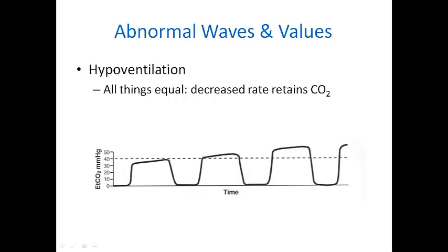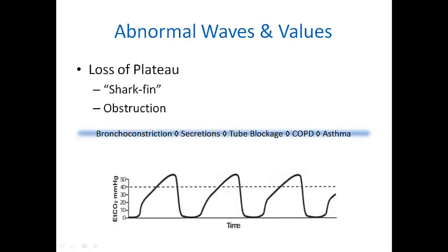Hypoventilation, as its opposite, again, all things being equal, creating CO2 at a normal rate within the body. If the patient's breathing less frequently over time, they're not blowing off that gas and will start to retain carbon dioxide. As the patient becomes hypercapnic or hypercarbic, the patient's value is seen here going from 40 upwards of 50 or closer to 60. Another abnormal waveform is a loss of plateau.